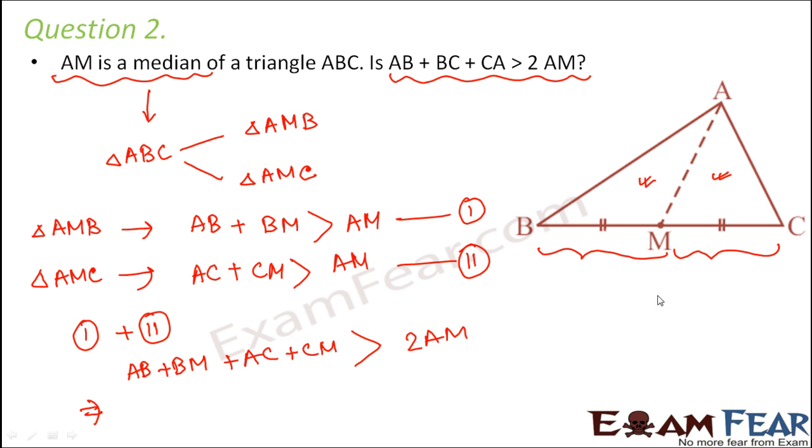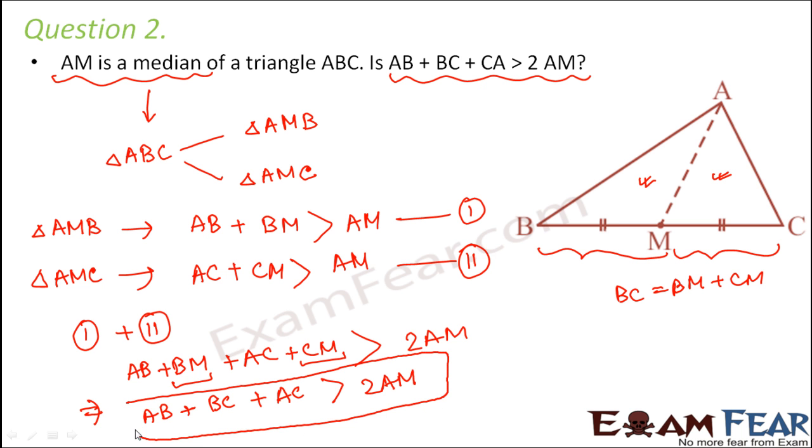So basically BM plus CM is nothing but BC. So BC is equal to BM plus CM. So here this BM plus CM can be written as BC. And other than that we have AB, other than that we have AC. So basically what is the relation that we have obtained? We found AB plus BC plus AC is greater than 2AM. And that is what was asked in the question. So we can say that yes, this relation is true.